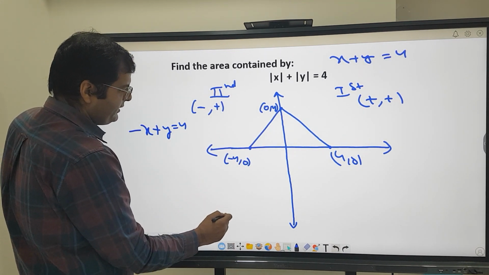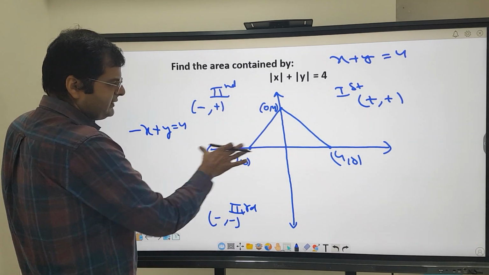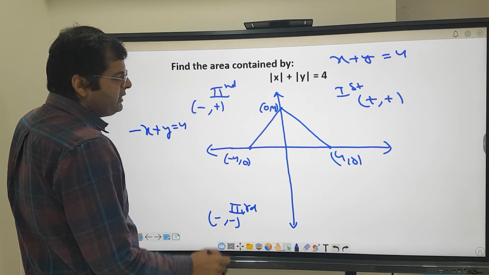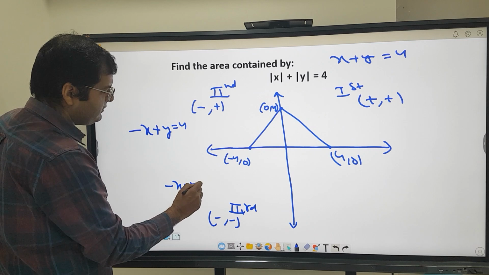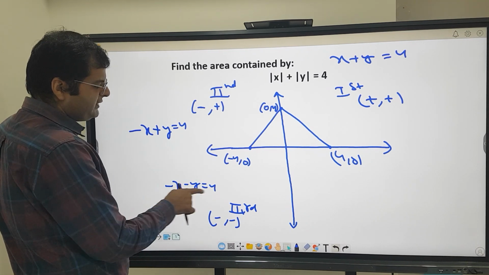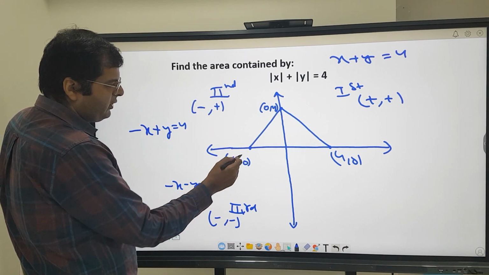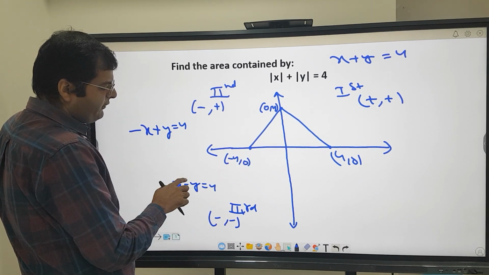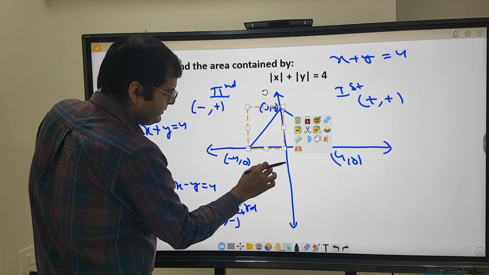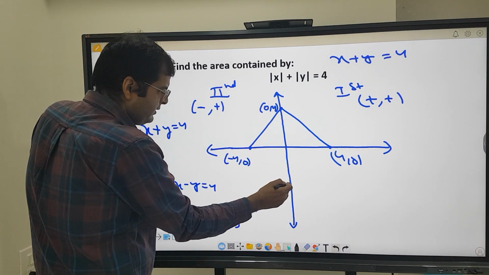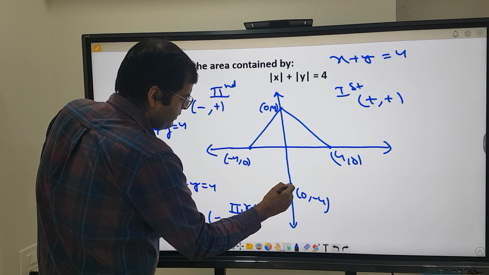Similarly, now this is the third quadrant. In the third quadrant, both x and y are negative, for any point. So in this quadrant, the equation of the line becomes minus x minus y equals 4. If I put y as 0, I get minus x as 4, that means x is minus 4. So this is one of the points that I get. If I put x as 0, I get y as minus 4. So this is the point (0, -4) that I get in this quadrant.